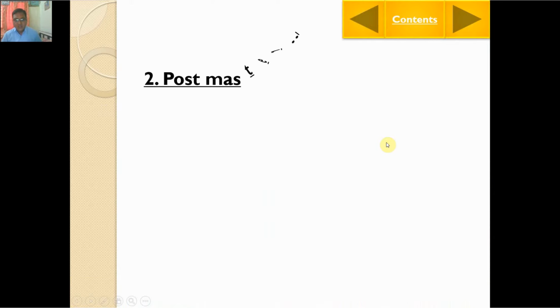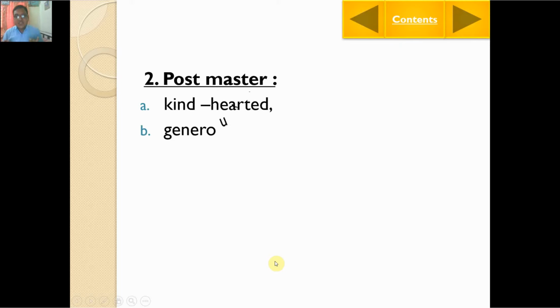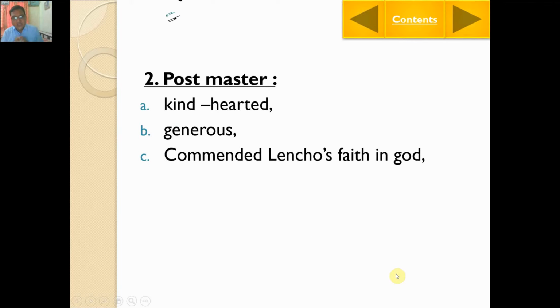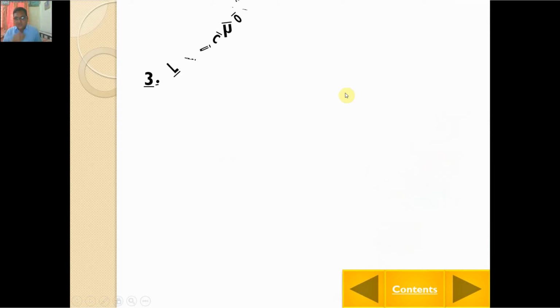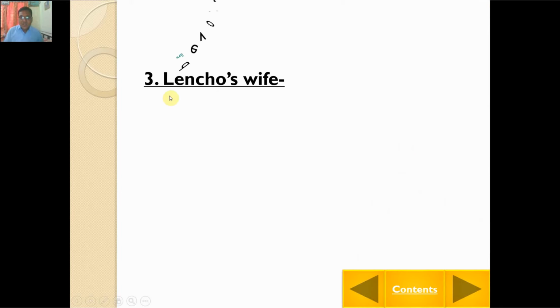The second important character in the story is the postmaster. About the postmaster, we have certain points. The postmaster was a kind-hearted and generous person, commended Lencho's faith in God, and was of a helping nature.